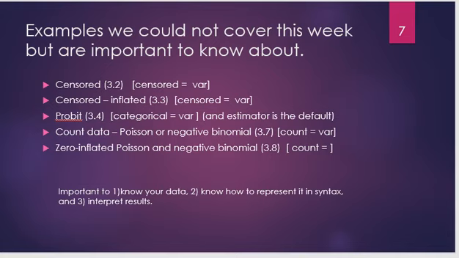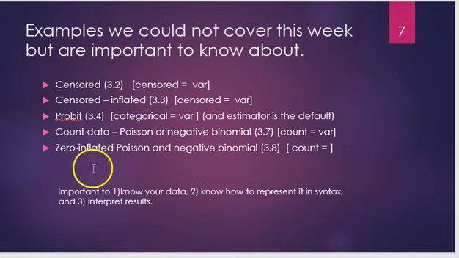Now, here are some examples of data that we're actually not going to cover this week, but they're important to know about. There's censored data, censored inflated, probit models, count data, and zero inflated Poisson or negative binomial. And I guess there's too many different examples for us to go through in this workshop. So my recommendation is to take a look at these. They download very easily from the Mplus website, and I'm going to actually demonstrate that a little later.